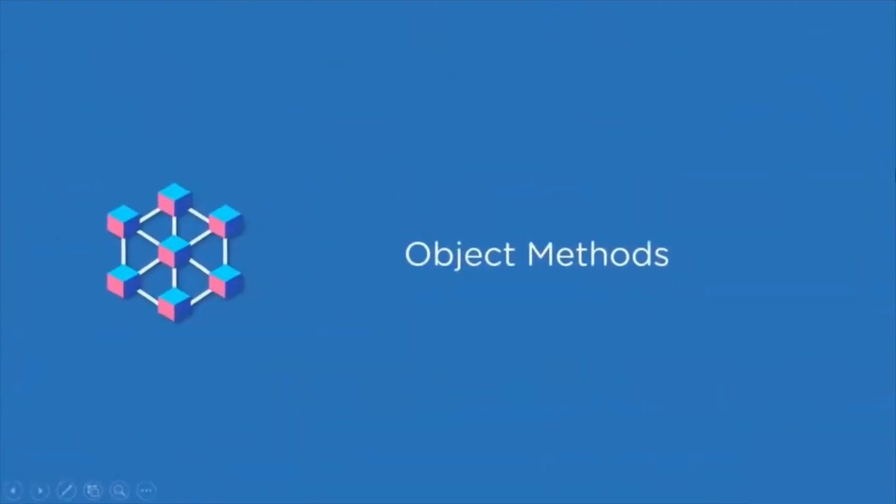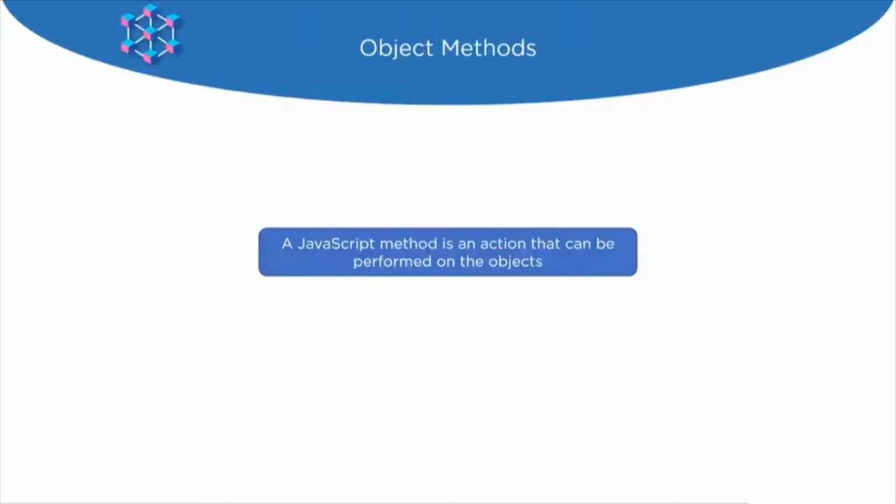Alright, so let's move on to the next concept, object methods. Now basically, a JavaScript method is an action that can be performed on the objects. So you'll understand better with the help of the demo. So let's go back to our VS Code.